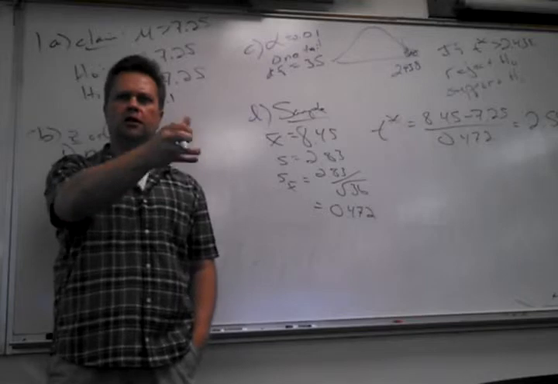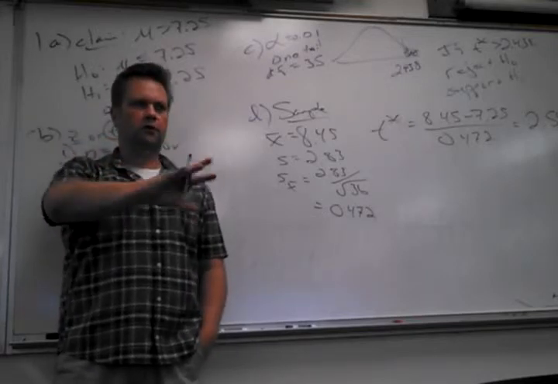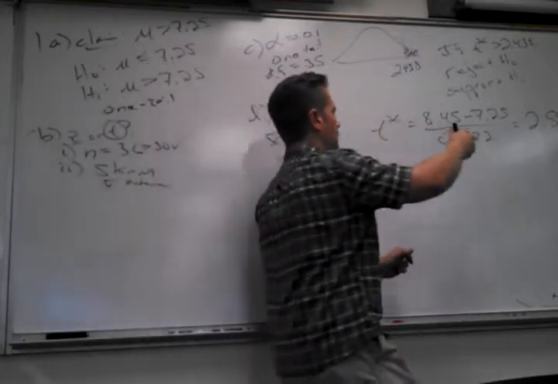Now I said to get a p-value, and that was a little evil, because this problem was originally a z-score problem, and then I changed it to a t-score problem. I'm not going to talk right now about how to find p-values for t-scores. We'll talk about that later. So don't worry about the p-value yet.